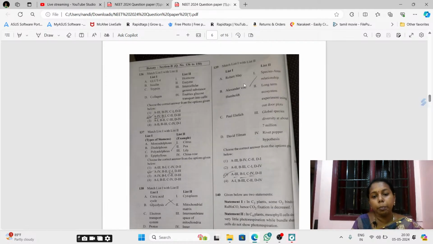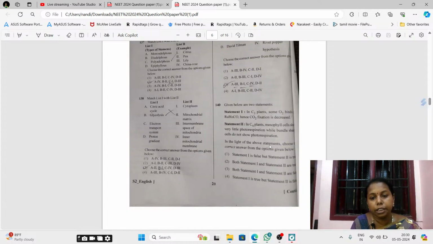139. Robert May, he said 7 million biodiversity. Alexander von Humboldt, species area relationship. So 3 and 1 is here only in the option 3. Paul Ehrlich, of course, Rivet-Popper hypothesis. Tilman, long-term ecosystem experiment using outdoor plots. So 140, let us move.